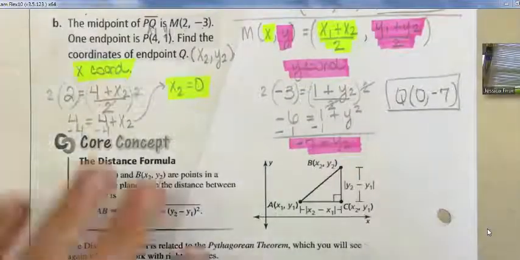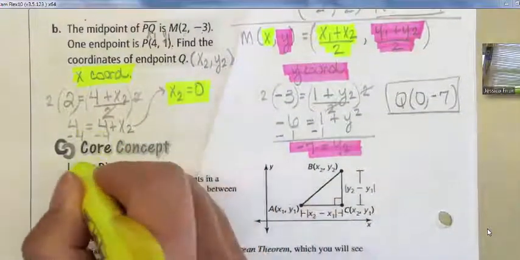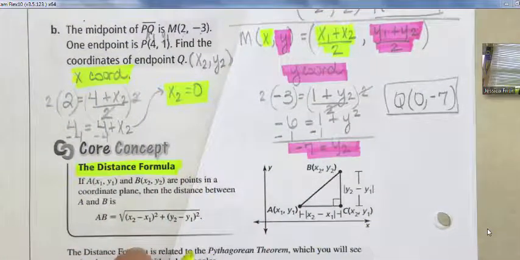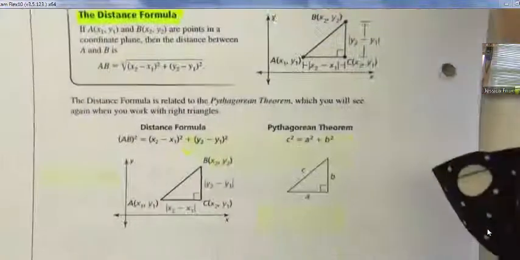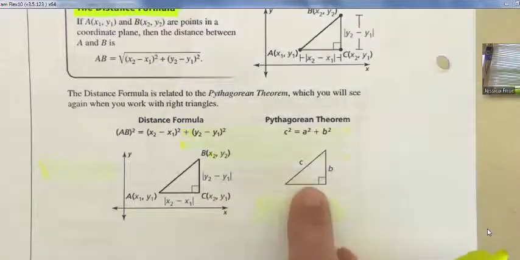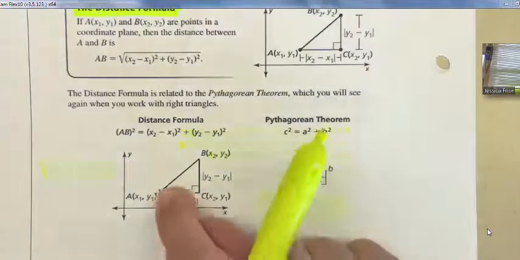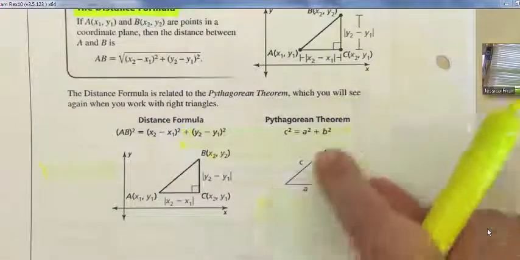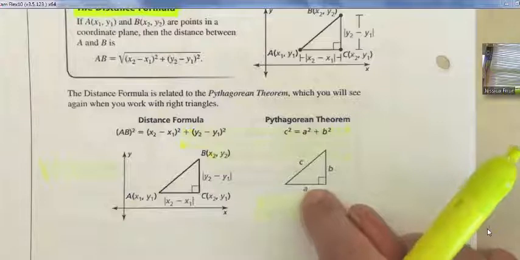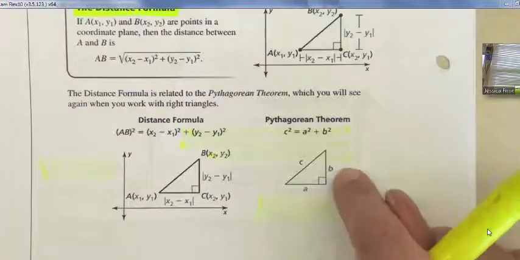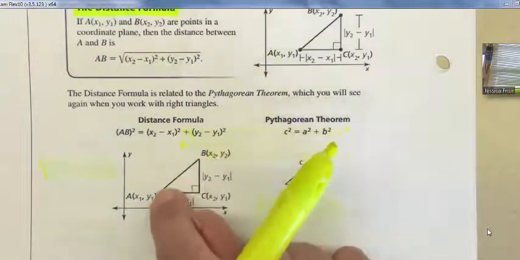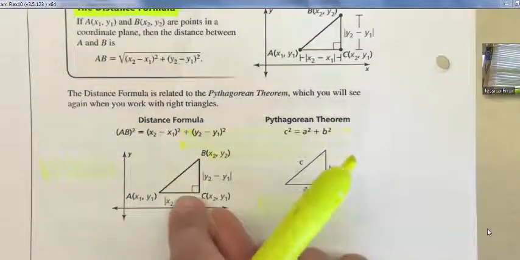All right, moving on to the distance formula. So the distance formula becomes super important. It basically is the Pythagorean theorem. Notice they both involve these right triangles. We're trying to find the length of AB, which is really the hypotenuse, this hypotenuse C. Well, the Pythagorean theorem always assumes that you know the lengths of your legs. You know A and B. When you're just given two random coordinates, you don't know the lengths of the legs.